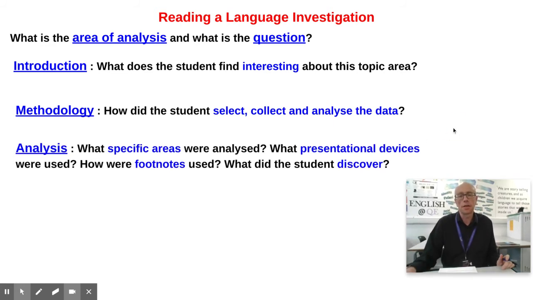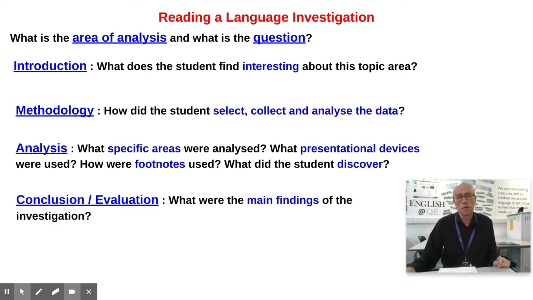Then you get stuck into the analysis. So what were the specific areas that were analysed? You'd be looking at the different presentational devices, i.e. the layout features that are being used. You'd be reading the footnotes as well, looking to see how the student has used footnotes in their investigation. And most importantly, what is the student discovering here?